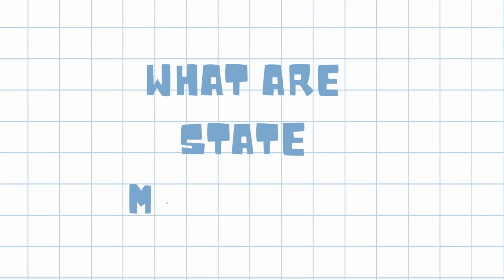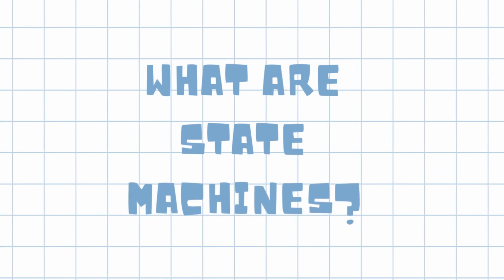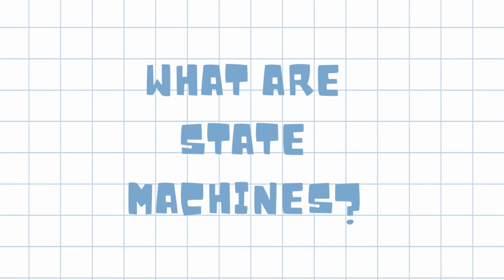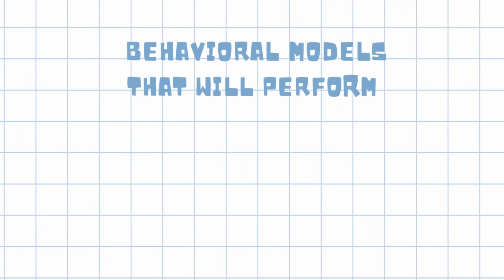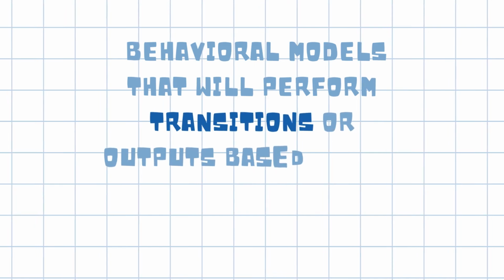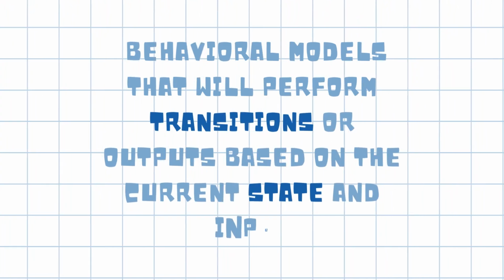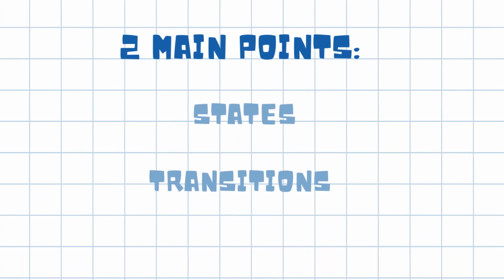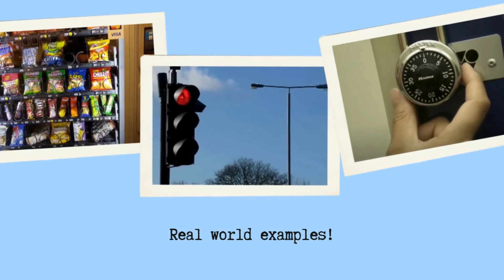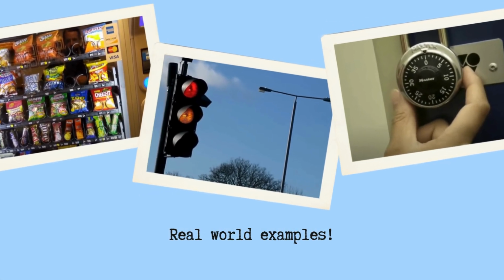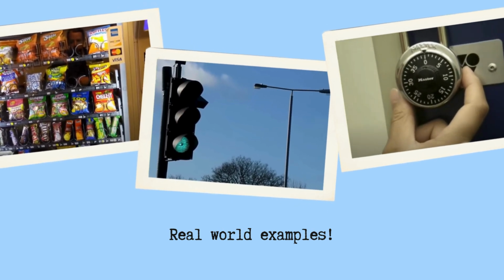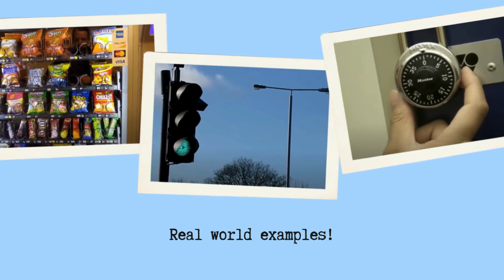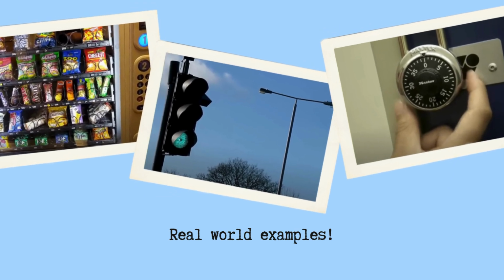Okay, so first of all, what are state machines? State machines, specifically called finite state machines, are behavioral models that will perform transitions or outputs based on the current state and input. In other words, state machines consist of two things, states and transitions. Surprising, we know. Some real-world examples include vending machines, traffic lights, and combination locks. These all have several different states that the code shifts to and from depending on our inputs.